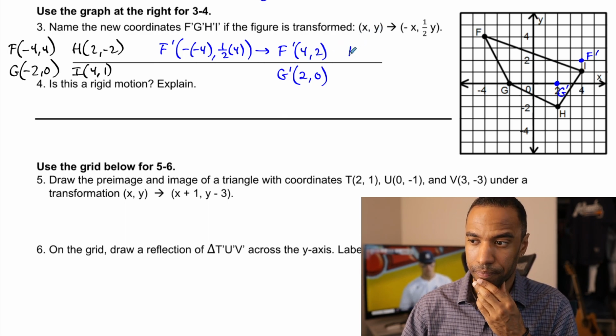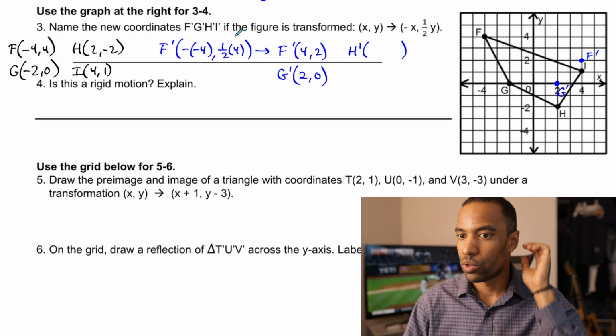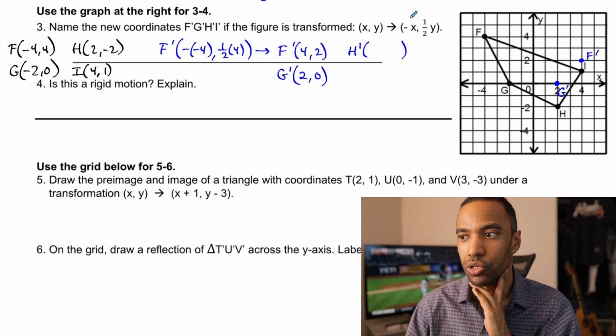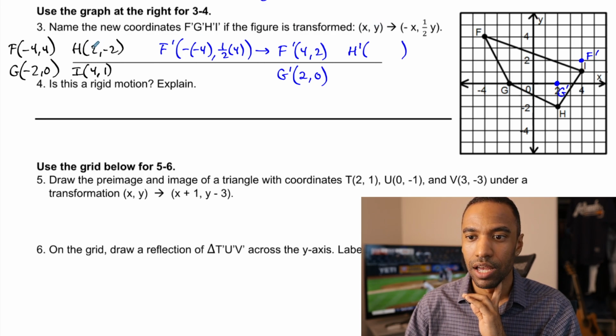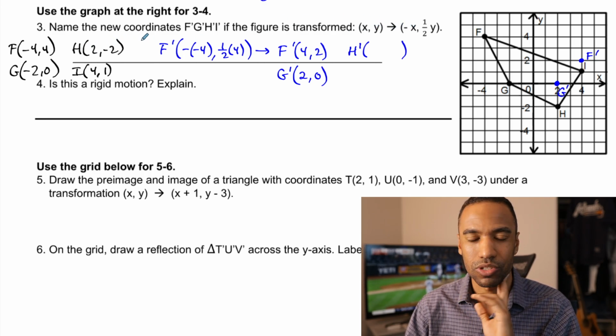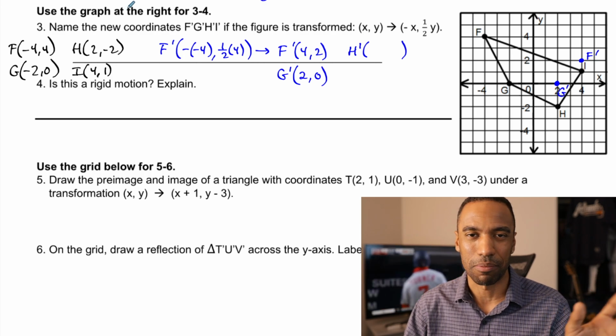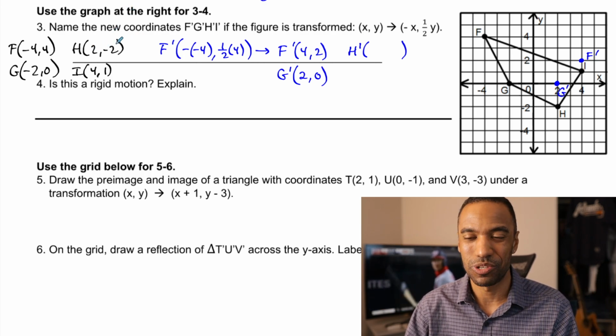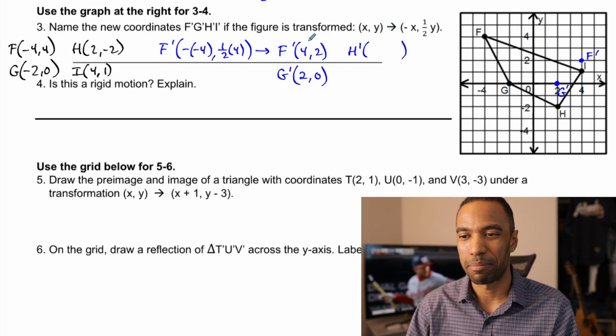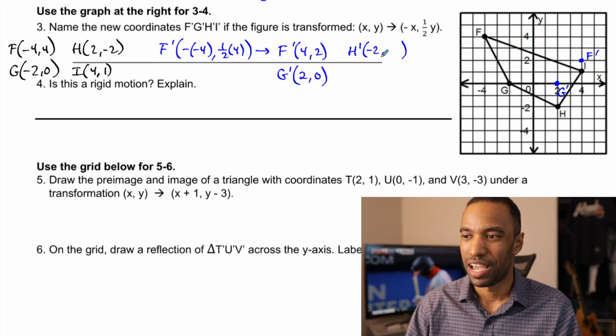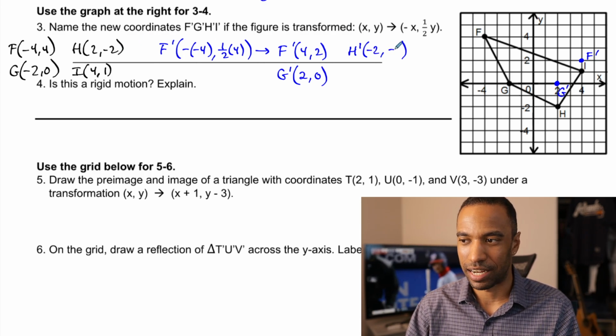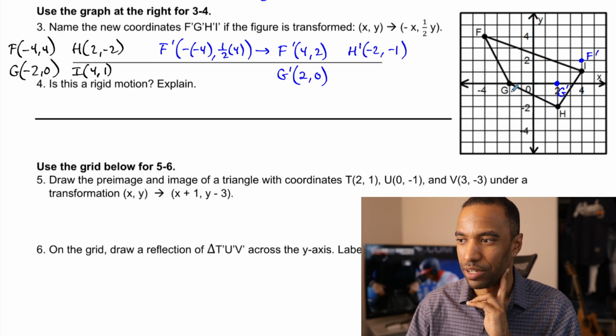H prime is at... let's see here. Sorry, I had a brain fart. I was thinking of something else in the back. Okay, H is at 2, -2. H prime, the opposite of 2 is -2. And then I take half of -2 and I get -1. So H prime is going to go over here.